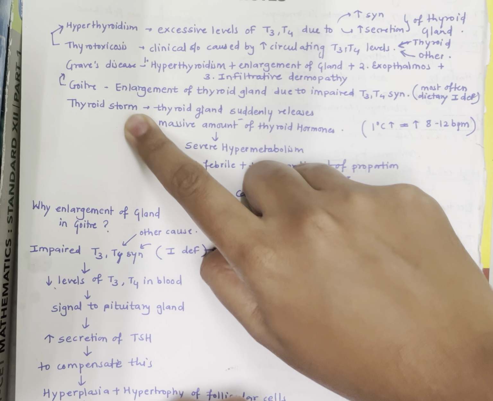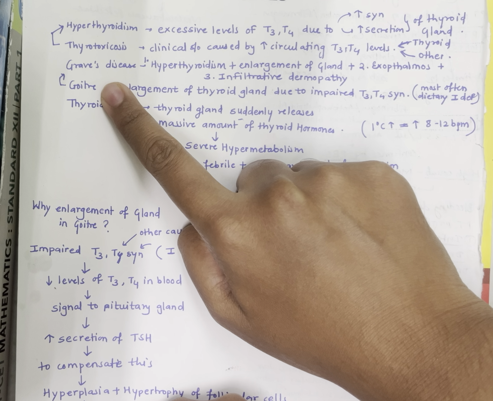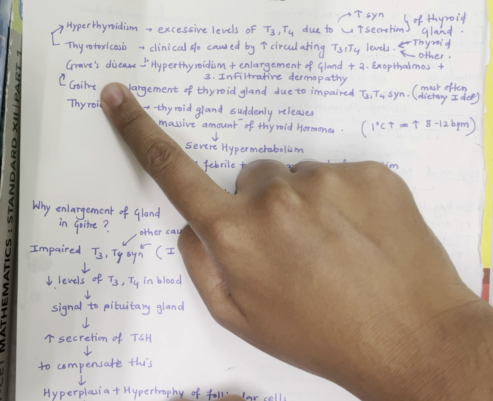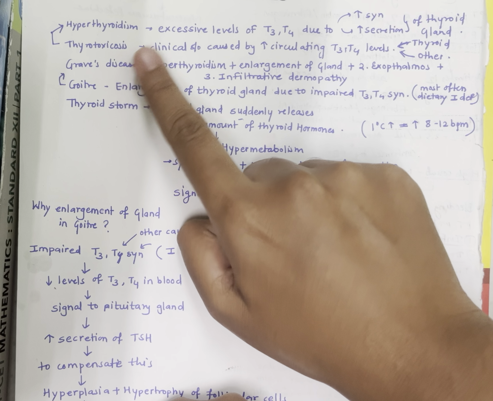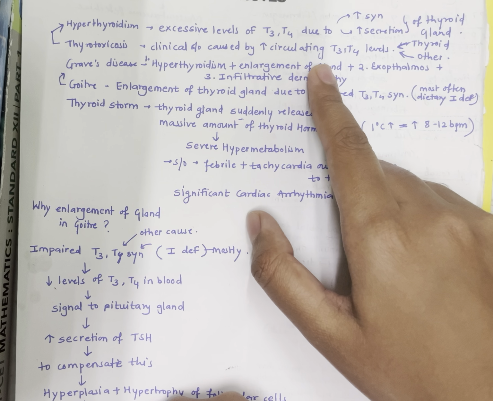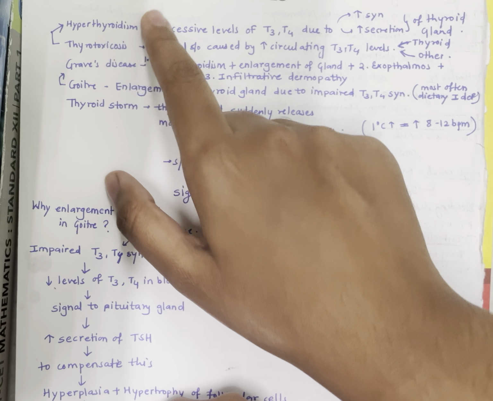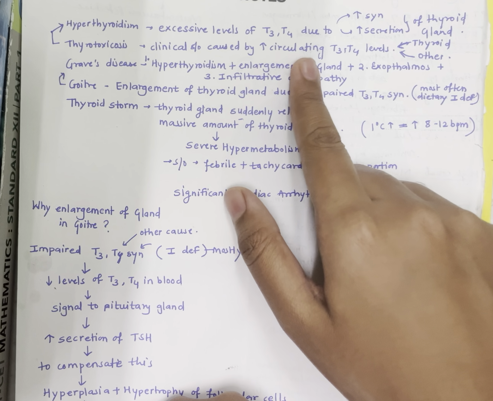Okay, the next term is Graves' disease. We all know that Graves' disease is associated with hyperthyroidism, but apart from that, it also includes enlargement of gland. That's something additional which is not seen in hyperthyroidism or thyrotoxicosis. The difference is enlargement of gland.